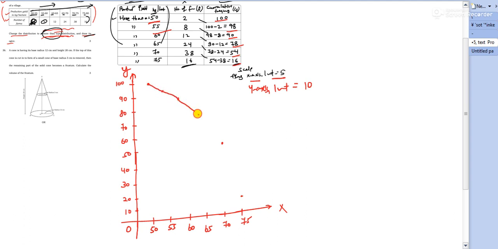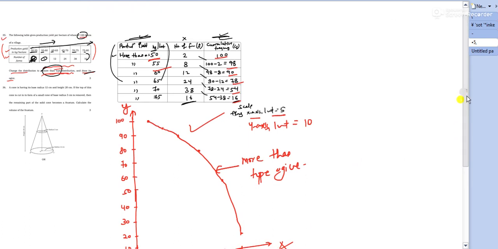Now just join them using your free hand. Join these points. So this is your more than type ogive. If you do this much, you will get full marks. More than type ogive. Understood? So I hope it is clear.